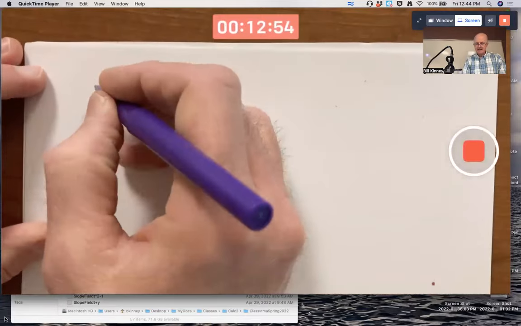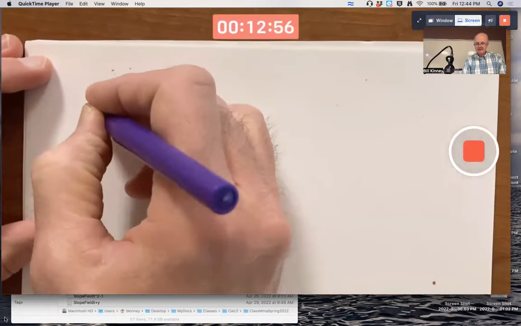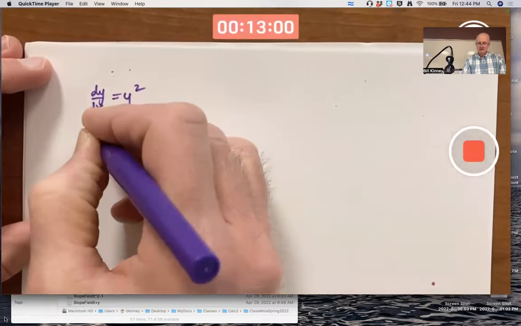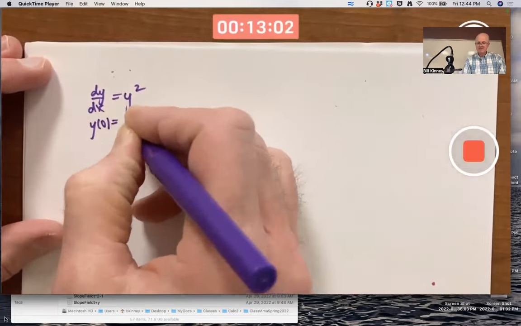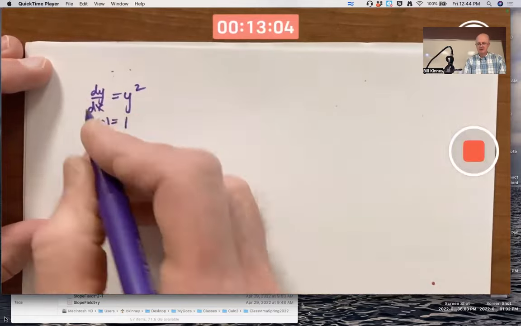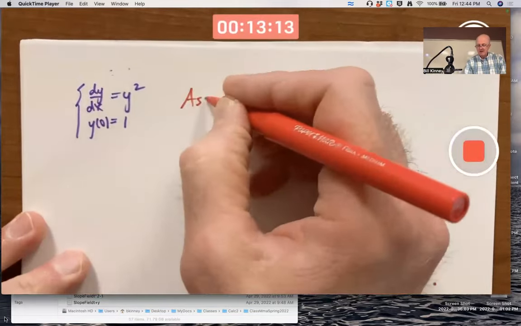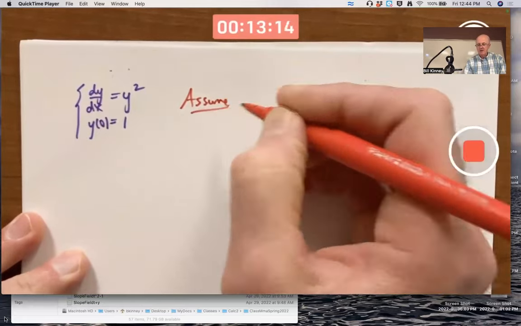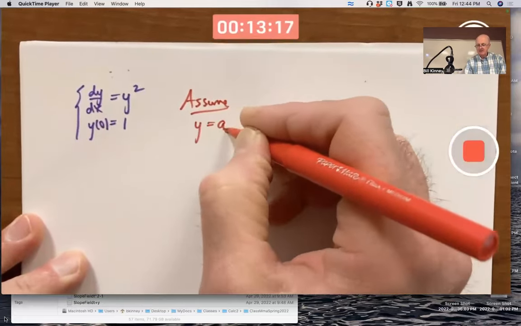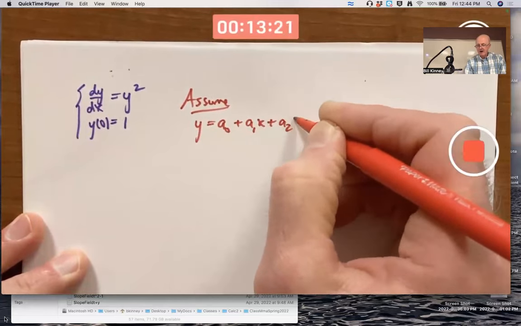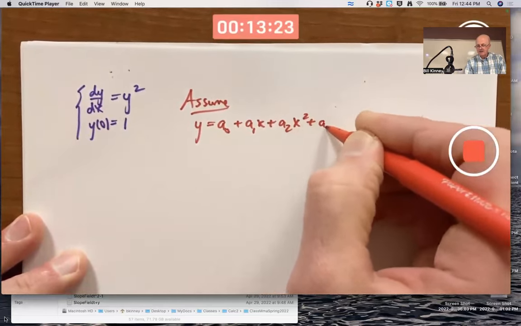Here's a more complicated example. dy/dx equals, let's make it y squared. Let's still make the initial condition y of 0 equals 1. That will make things a little simpler. Once again, assume y is represented as a power series in powers of x with unknown coefficients.